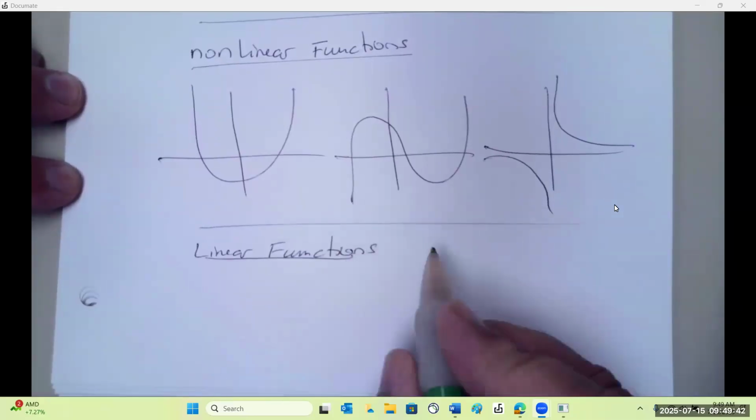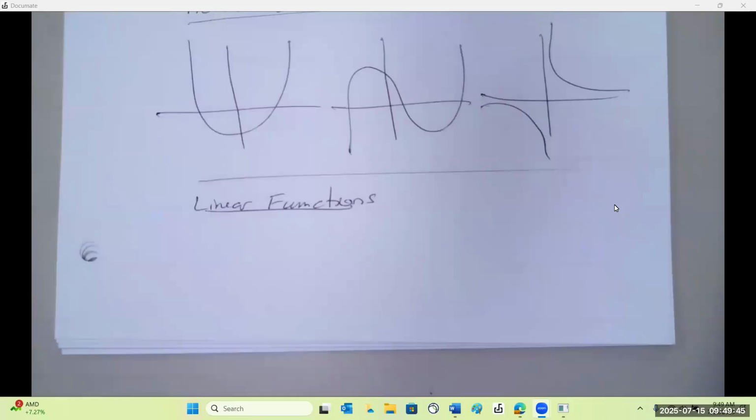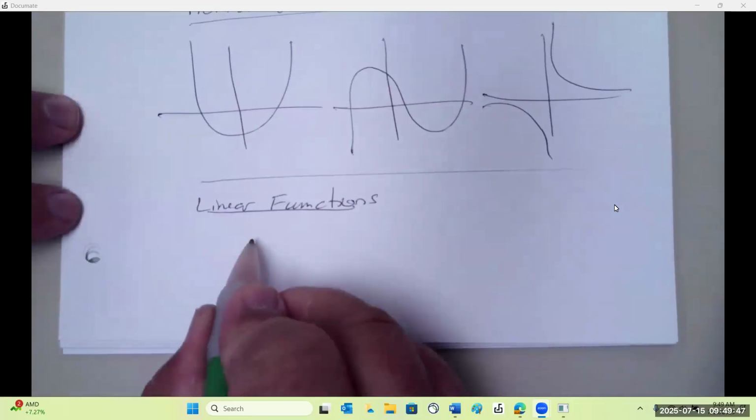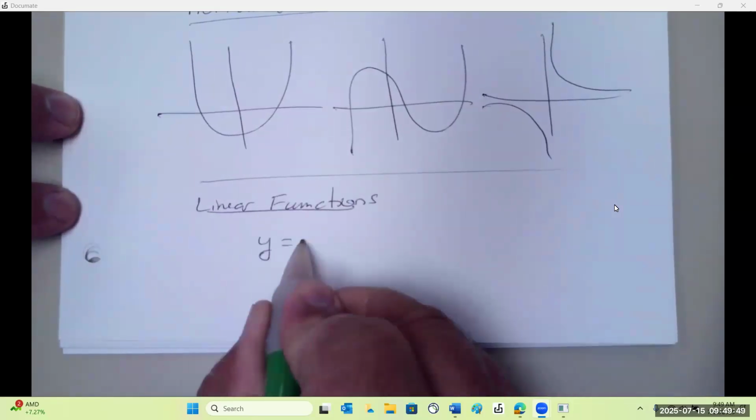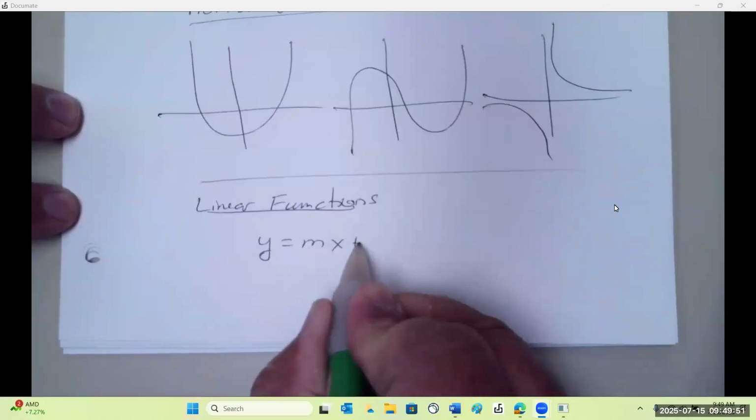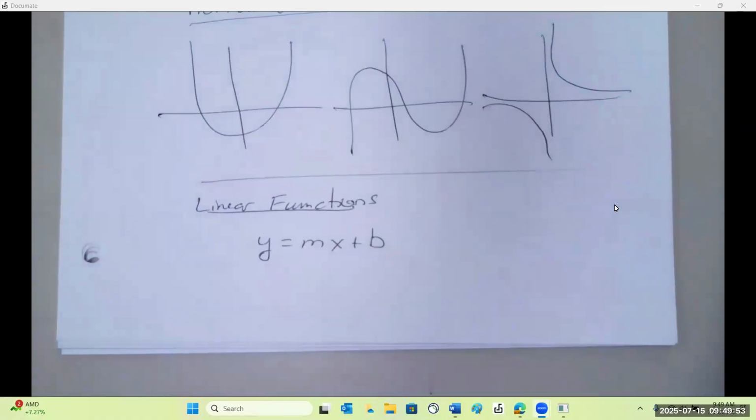So linear functions, the equations of linear equations, have this form: y equals mx plus b. Because typically when people ask, give me an equation of a line, the first thing you think about is y equals mx plus b, even though there are two other ones we're going to talk about in this class.